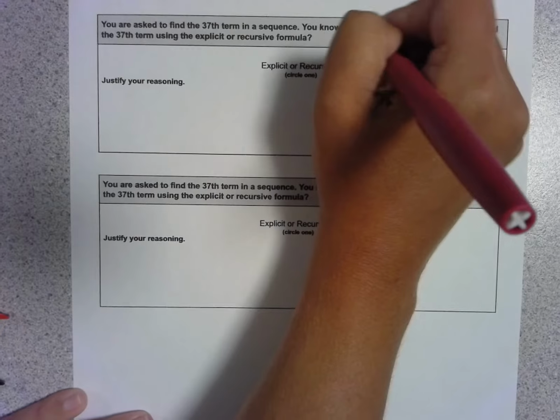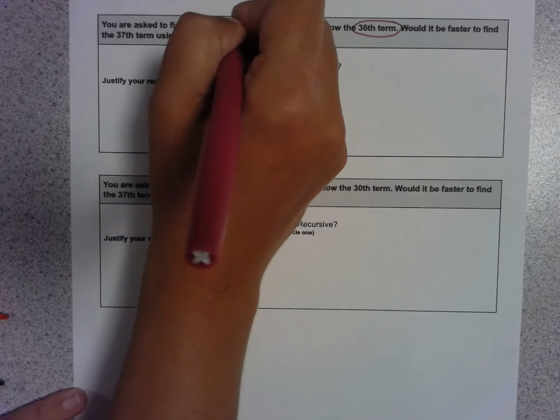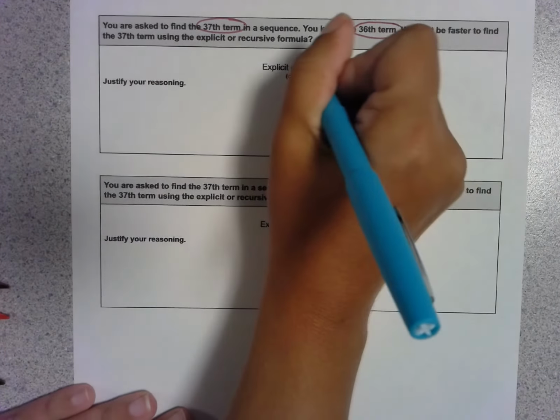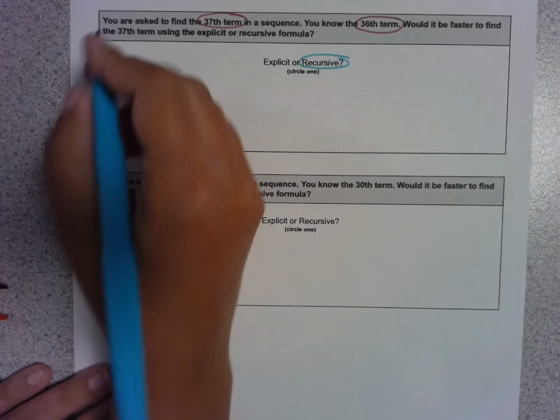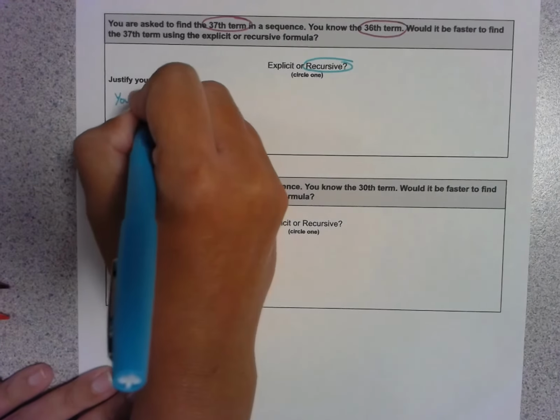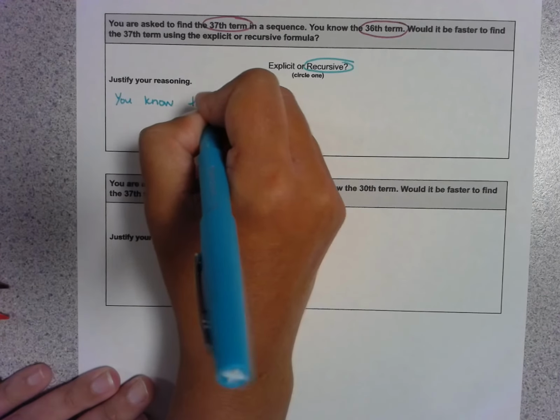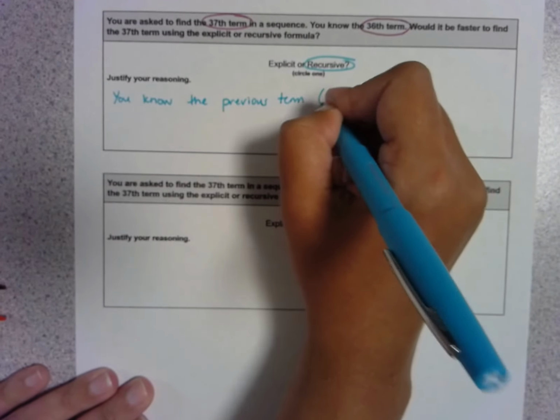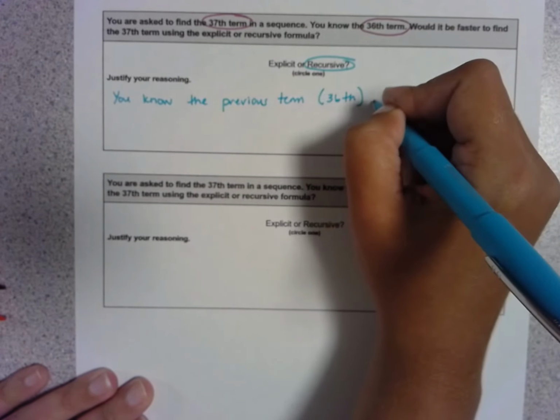If, for example, you are asked to find the 37th term and you know the 36th term, would it be faster to use explicit or recursive? Now, in this case, our situation has changed. You know the 36th term. You want to know 37. Because you know the number that comes right before the one you're interested in, using the recursive would be more efficient. And the reason is because you know the previous term, which is term number 36.